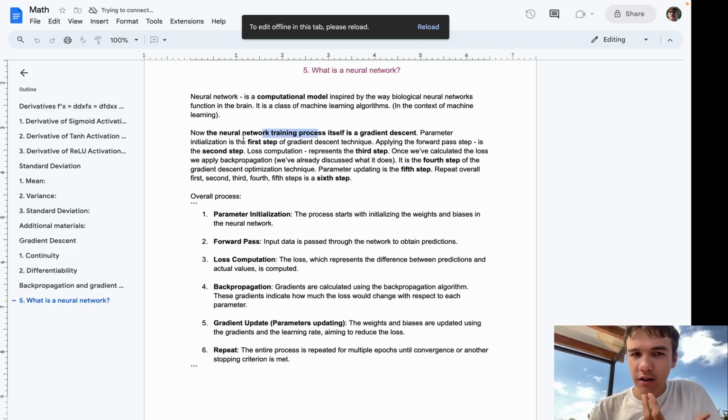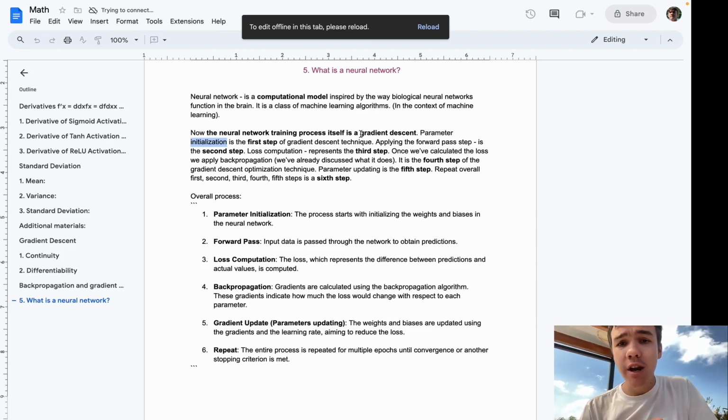So initialization is not a training, but you need to understand that even if it's not training, it is what makes the training possible. Without the initialization and forward pass step, the training is not possible, and this is the reason why gradient descent includes this step, okay? So this is important to understand. I just clarify it, okay?